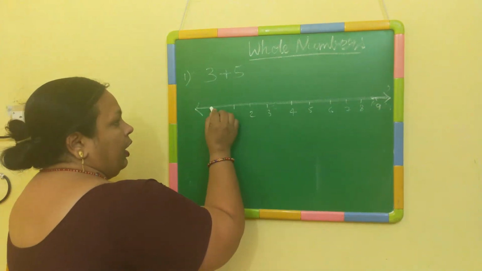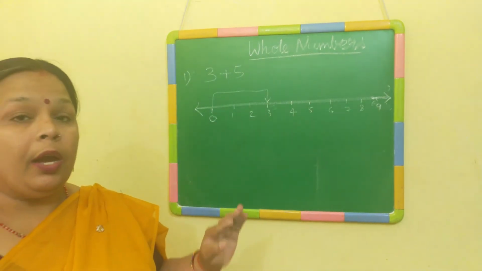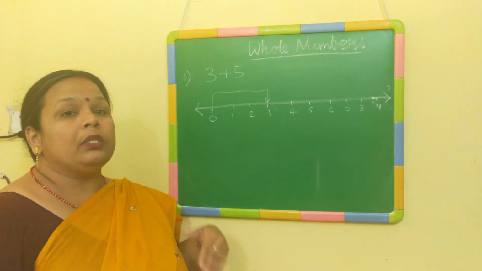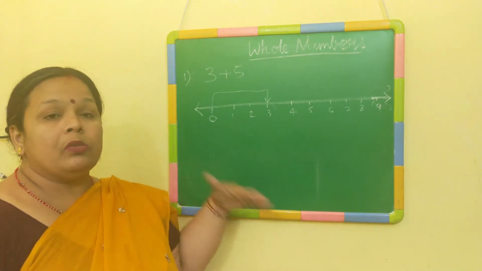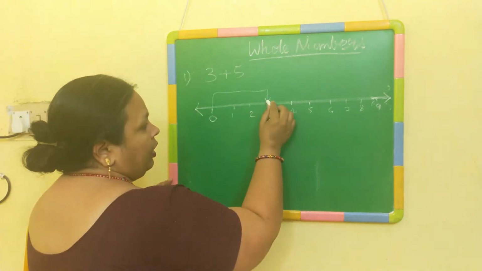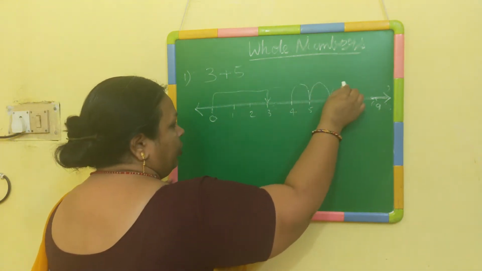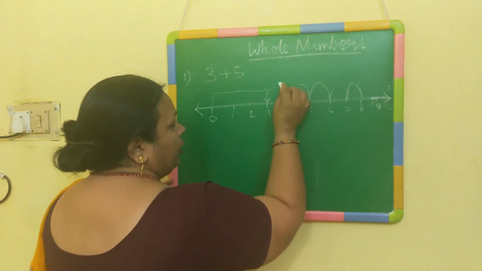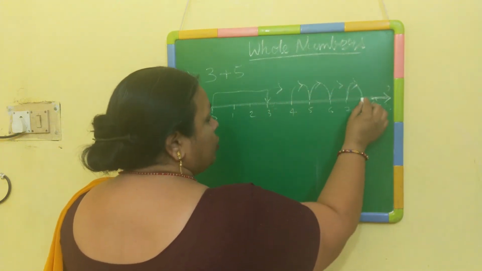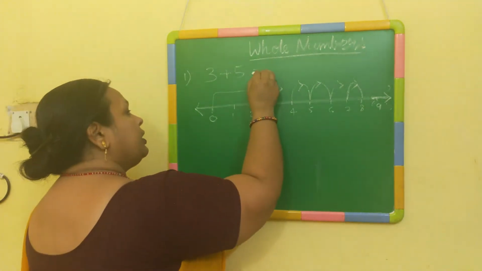Now, we are at 3. We need to add 5 more to this. Now, adding, you know the answer will increase, and the value increases on a number line when we move towards the right. Clear? Now, 1, 2, 3, 4 and 5. Do mention the arrows, that in this direction you are moving. So the final is 8. You are reaching 8. Therefore the answer is 8.